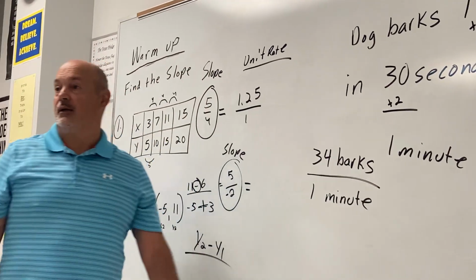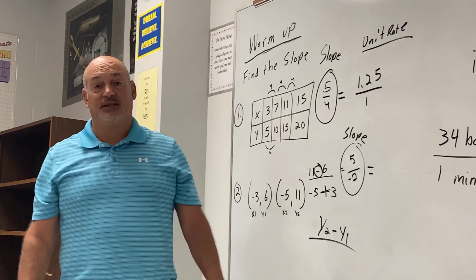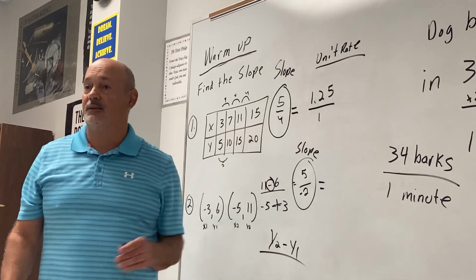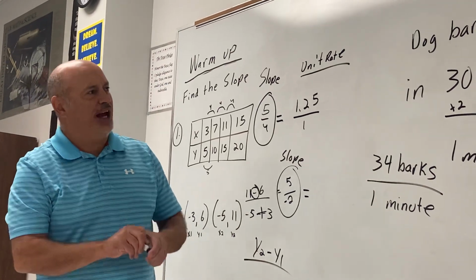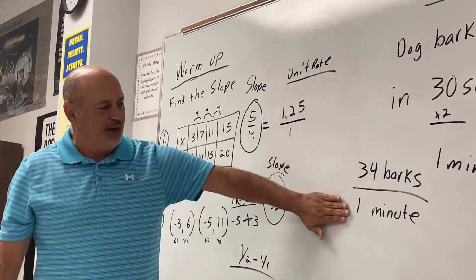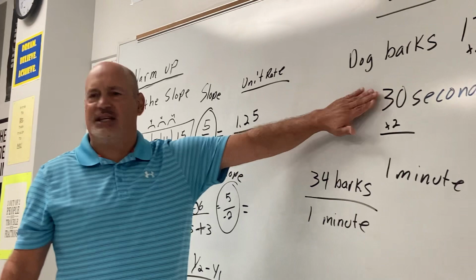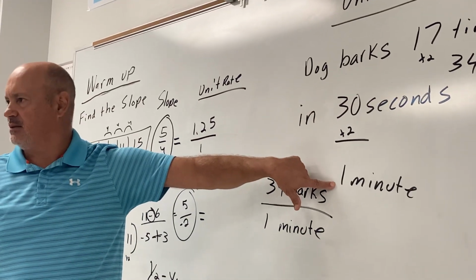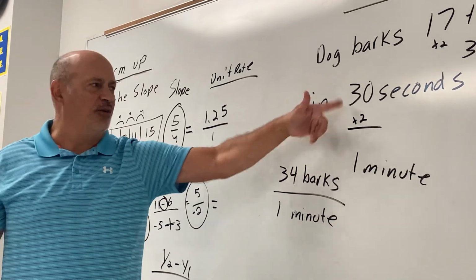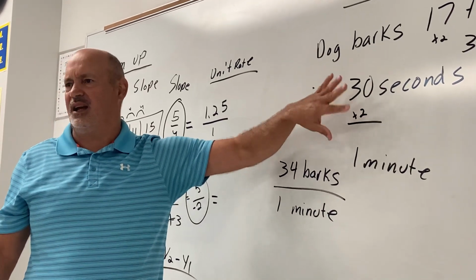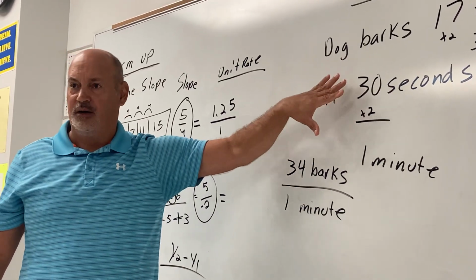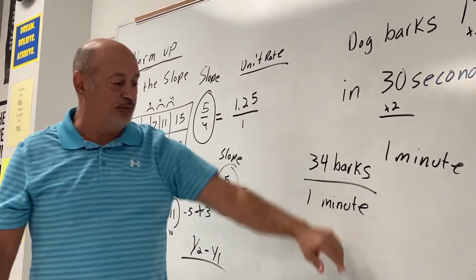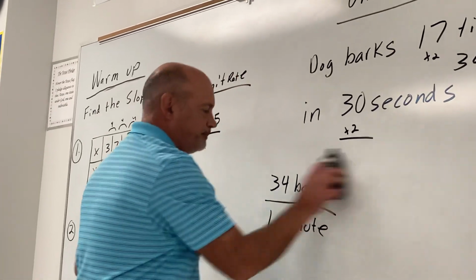Are y'all with me? We could time it out to see if I was accurate or not, but let's not waste a minute. Let's just go with it. That could be the unit rate, 34 barks in 1 minute, because I can easily turn 30 seconds into a number 1. Does that make sense? Don't try to multiply times 60 and all that. That makes this problem hard. 30 times 2 makes a minute. 1 minute will be our unit rate number. All right?